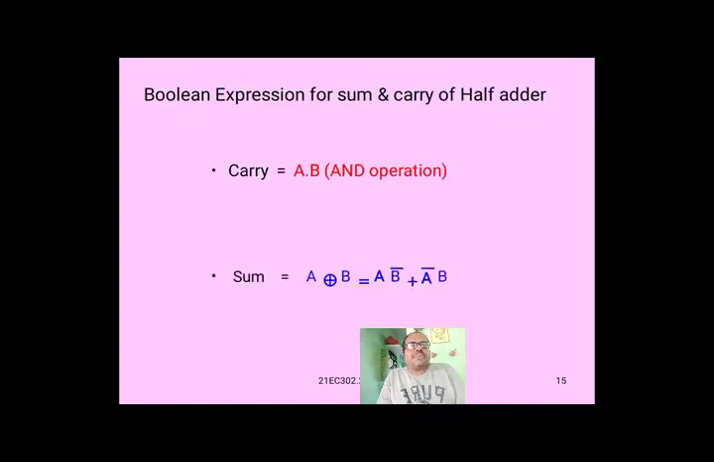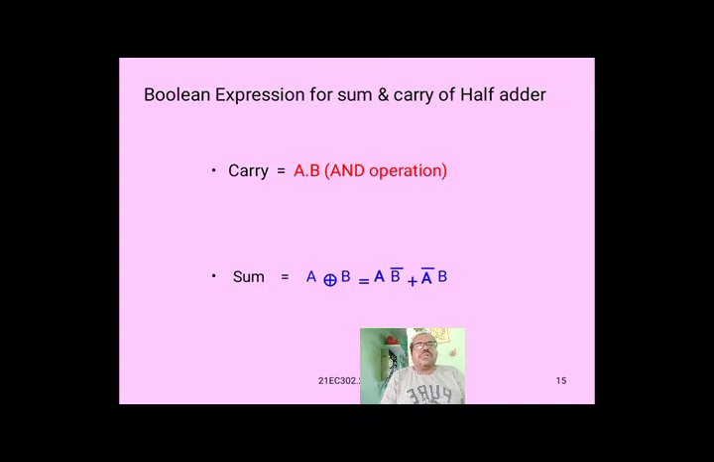Boolean expression for sum and carry of half adder: carry is AB, AND operation, and sum is A XOR B, that equals A B bar plus A bar B. Please write this one also.